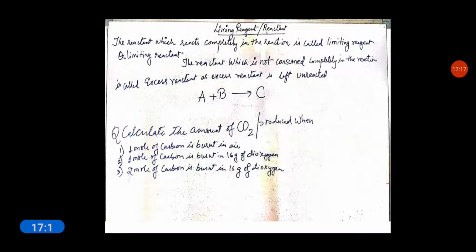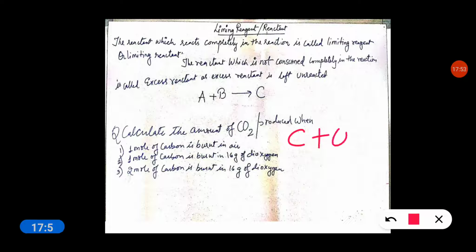So we will see a few questions related to this. For example, calculate the amount of carbon dioxide produced when 1 mole of carbon is burnt in 16 gram of dioxygen, and 2 mole of carbon is burnt in 16 gram of dioxygen. So here you will write the reaction first.